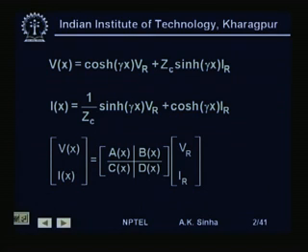Now, since we have been writing all these transmission line equations in terms of ABCD parameters, we can write this equation also in those terms. So, in matrix form, we can write this as [Vx; Ix] is equal to [Ax Bx; Cx Dx] [Vr; Ir]. This is the relationship in terms of voltage and current at any distance x from the receiving end.